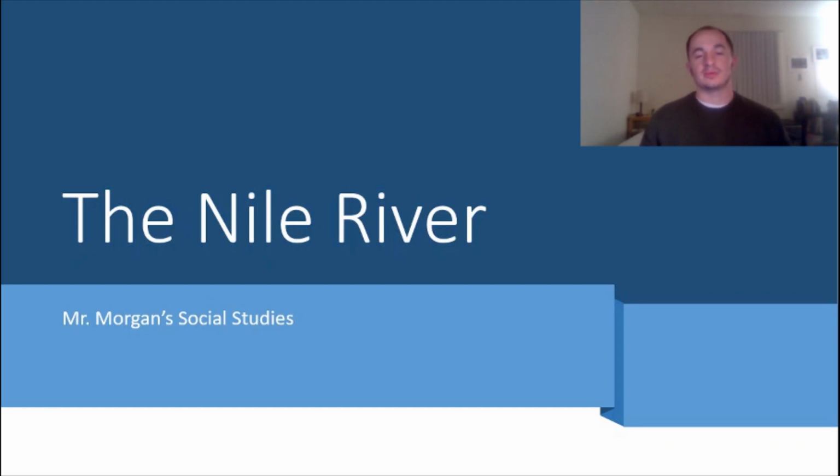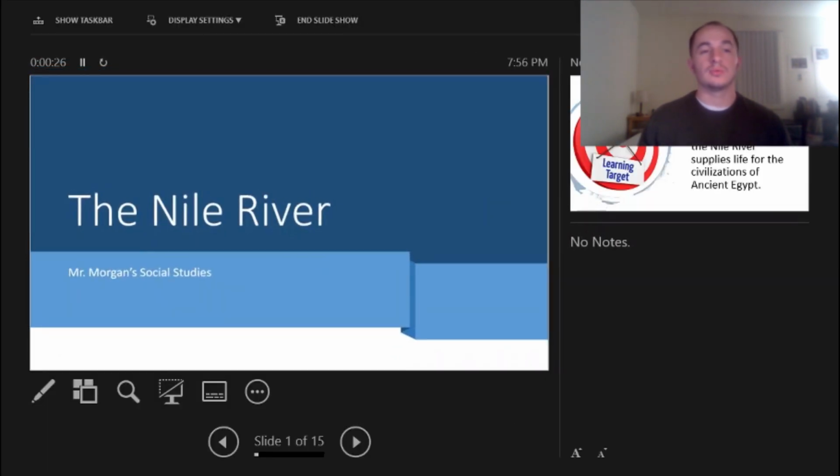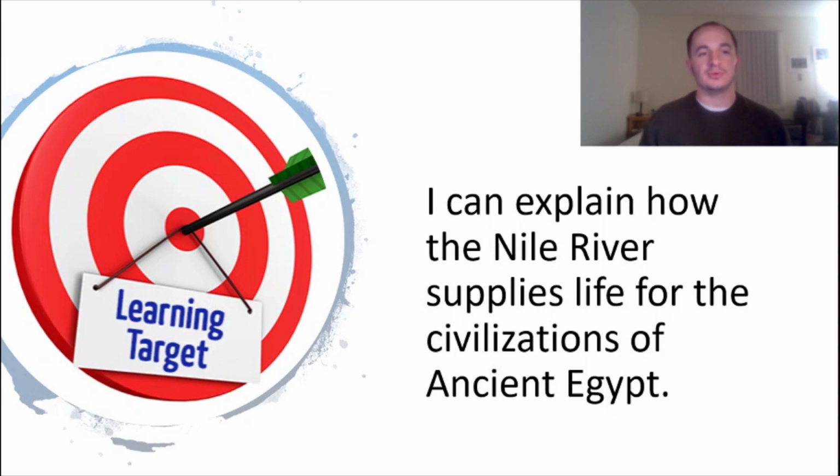These are all some of the first massive civilizations that we see in the world, and they all focus around large rivers like the Nile, which are really good at supporting life and are really useful for the civilizations that live near them, which is why we see such large civilizations in these areas. So our goal for today is to explain and understand how the Nile River supports life for the civilizations of ancient Egypt.